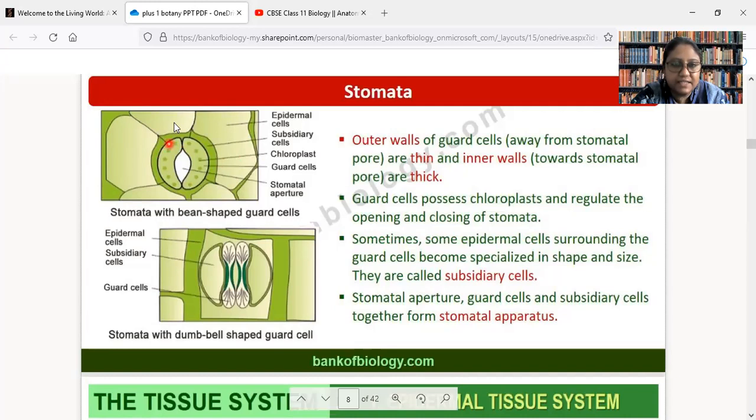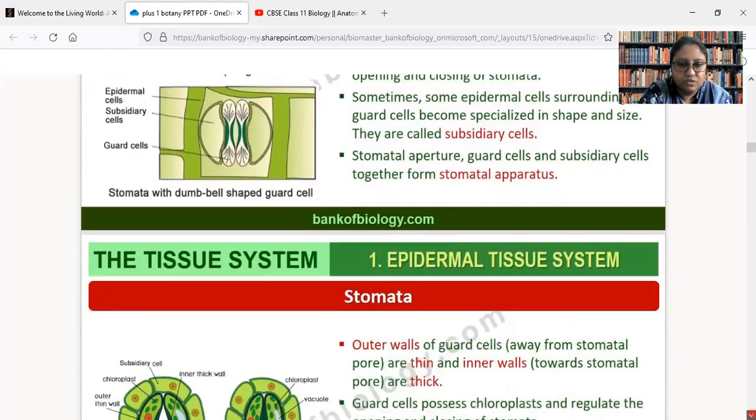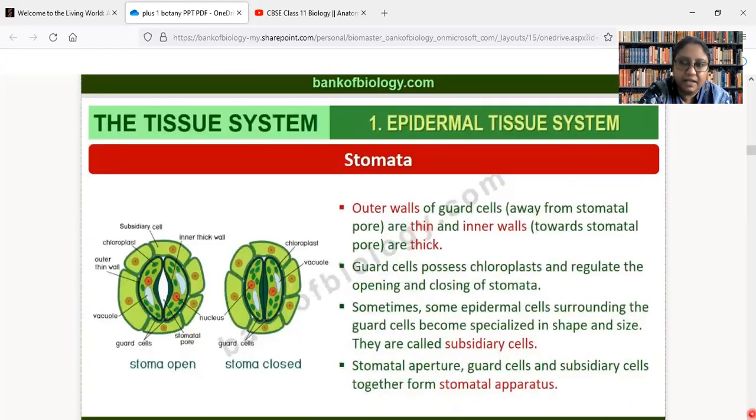Apart from guard cells, there are cells called subsidiary cells which maintain the shape of the guard cells and help them. Guard cells, stomata and the subsidiary cells altogether are called the stomatal apparatus. Guard cells are full of chloroplast.